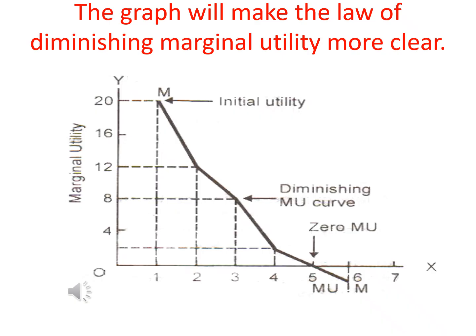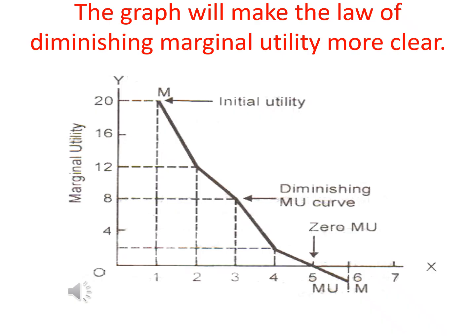Let us first examine the graph shown on the slide. The horizontal axis, or the x-axis, measures the units of the commodity consumed. In this example, each unit represents a successive glass of water consumed by a thirsty person. The vertical axis, or the y-axis, measures the marginal utility, that is, the additional satisfaction obtained from consuming each extra unit of the commodity. The curve shown on the graph is called the marginal utility curve, represented by MM.